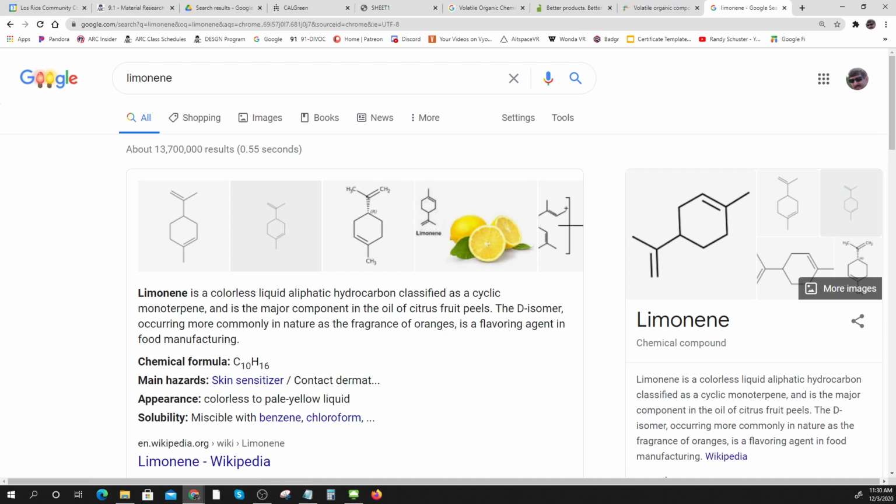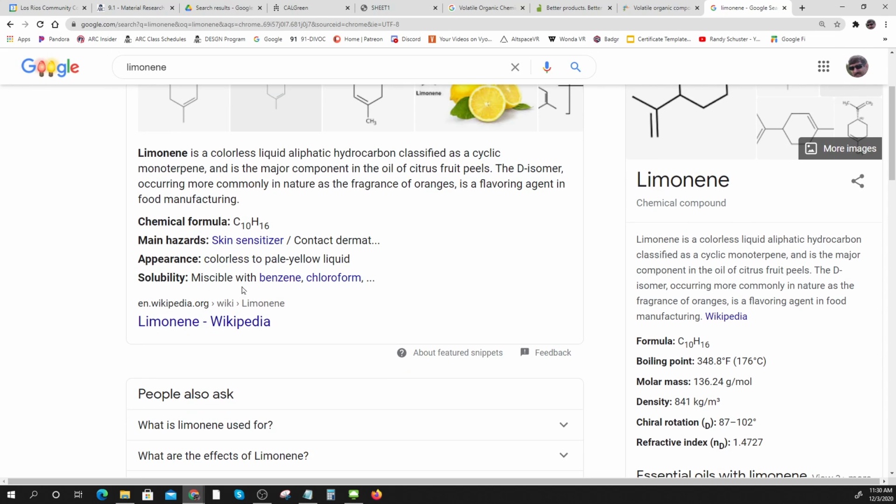Aliphatic hydrocarbon classification as a cyclic and the major component of oil and citrus. The D-isomeric fragrance is a fragrance agent in food manufacturing. And then you can see, oh, it's miscible with benzene and chloroform. Okay.